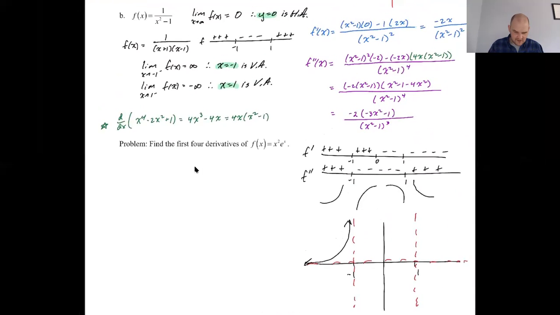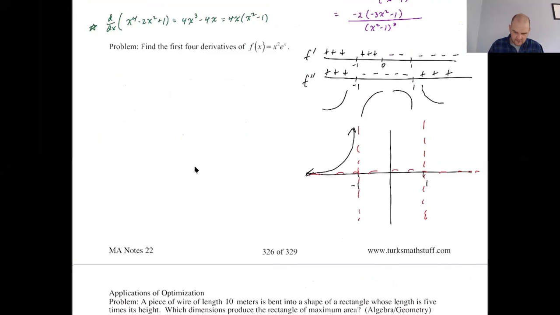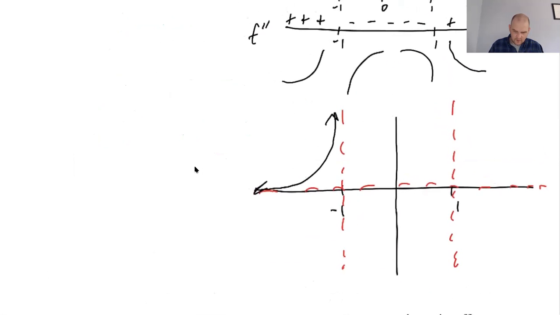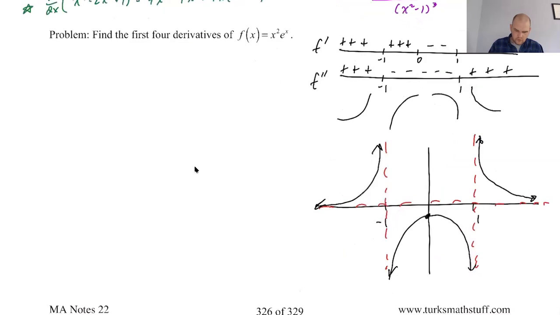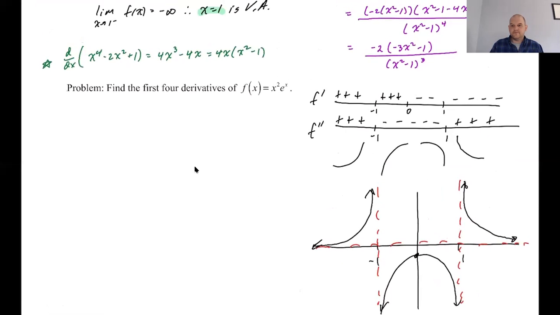If I plug in 0, what do I get? 0 gives me negative 1. So I just want to do that to have a little bit more accuracy. Here to here, and then here. All right. That's it. I think that's our graph.